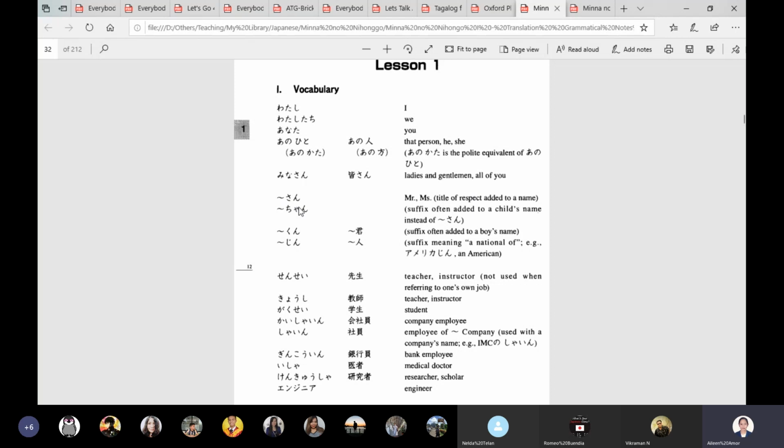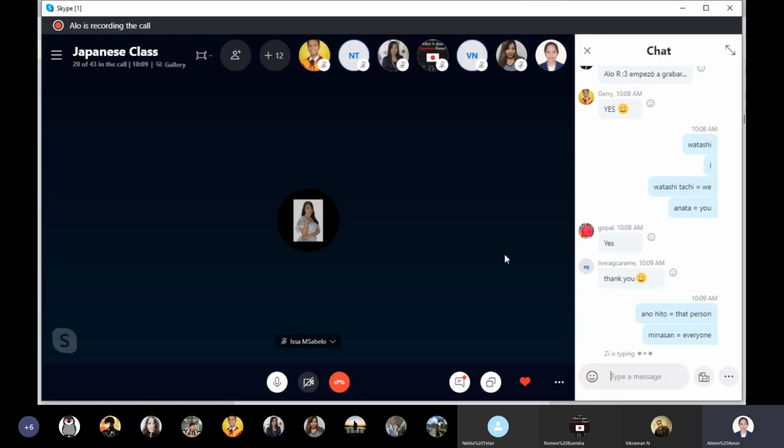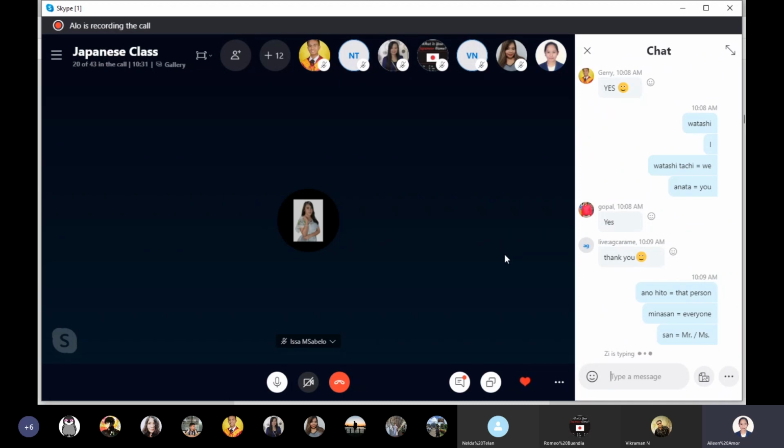Next would be san. San is like a suffix that we add at the end of a person's name. So it's a marker that means respect or polite. So san means Mr. or Miss. For example, Mitsutaka-san. But usually we attach it to the last name instead of the first name. In my case, my last name is Amor. So some people would say, Amor-san, sumimasen.